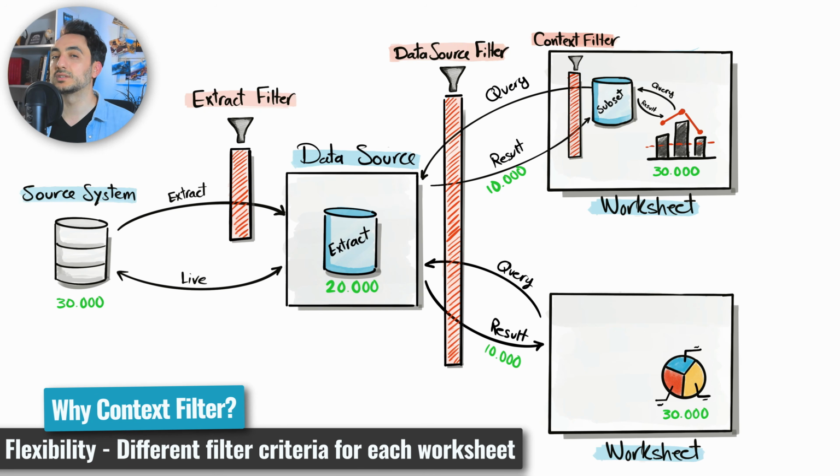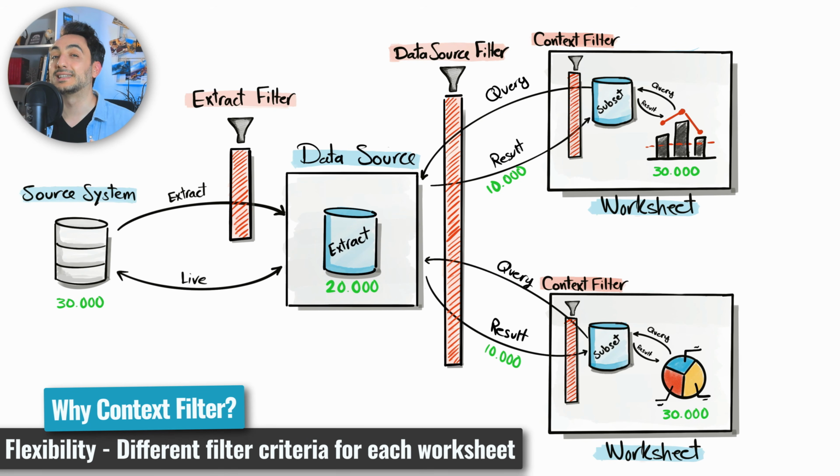And in some scenarios, you cannot use the data source filters because you have different requirements and different focus in each worksheet. So you cannot set up one filter that is suitable for all worksheets. And here comes the power of the context filter, where you can fulfill all the different requirements by defining different filters for different worksheets, so you are flexible with the requirements, and at the same time you are reducing the size of the data to optimize the performance of the visualizations.